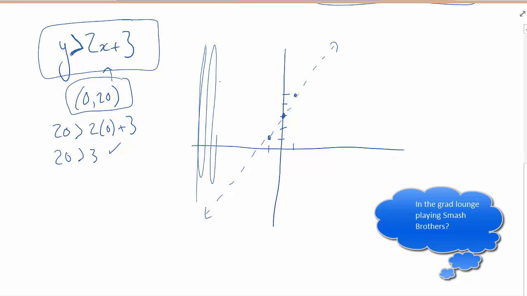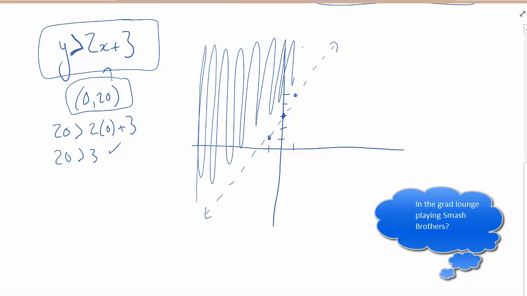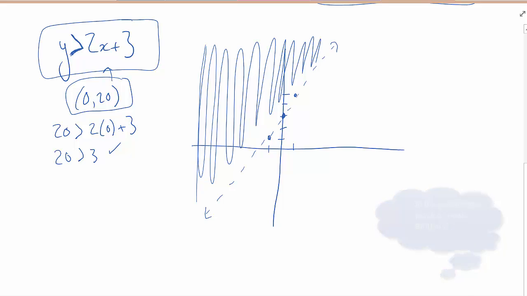Greater than, above the line. Everything up here has a y value that is greater than the y value calculated by 2x plus 3. And we demonstrated that before with the point (0, 20). The point (0, 20) is way up here somewhere. When we put those values into the inequality, they satisfied it.